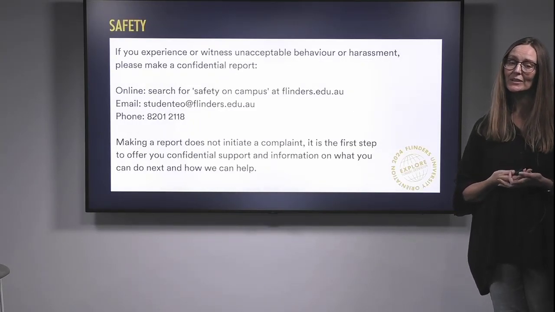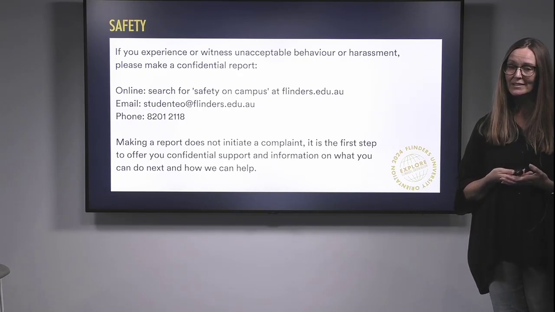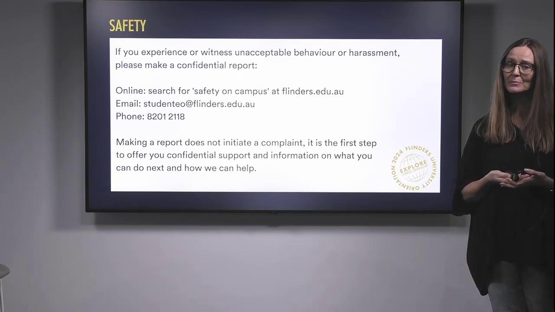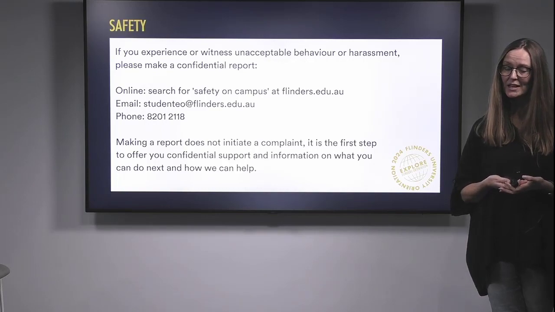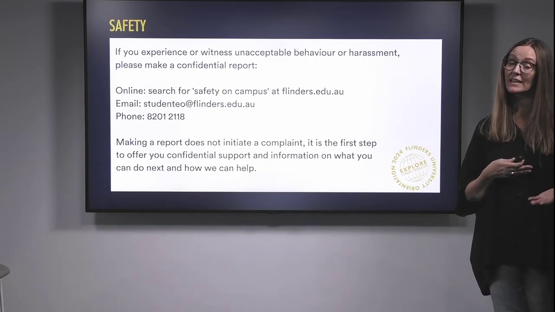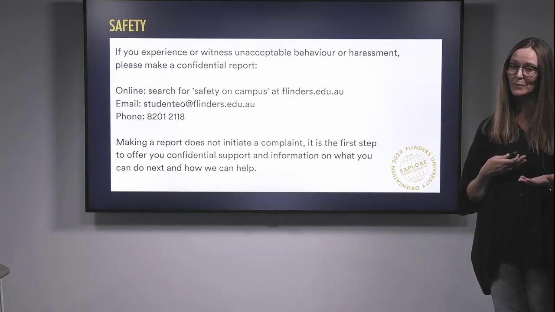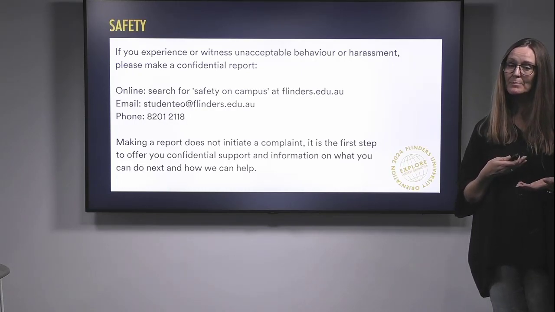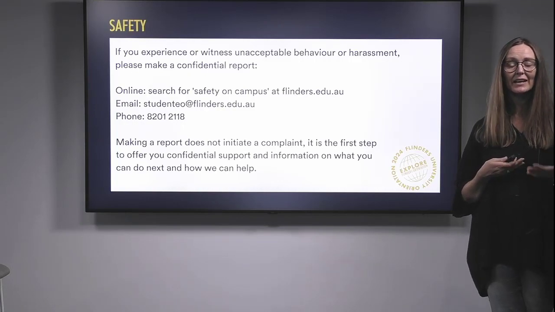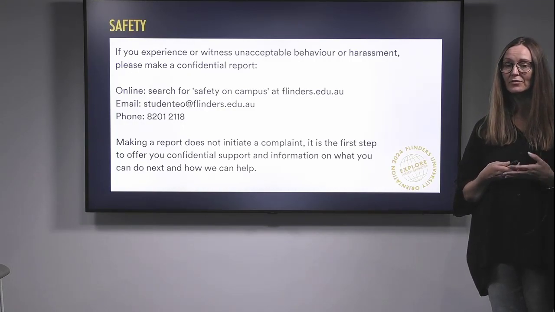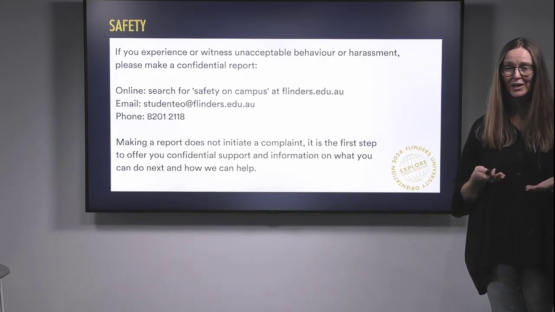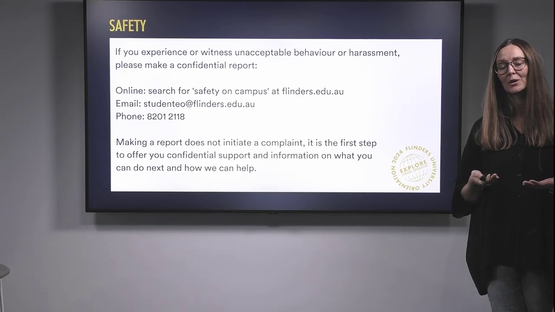Safety, so really important. If you experience or you witness unacceptable behaviour or harassment, please make a confidential report. You can go online and search for safety on campus at Flinders. There's also an email address and there's the phone number as well that we'll provide for you in the slides. Making a report does not necessarily initiate a complaint. It's just the first step to offer you confidential support and information and to work out what you can do next and importantly how you can help to keep everyone safe.